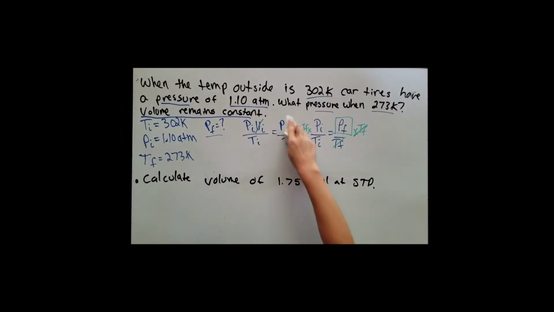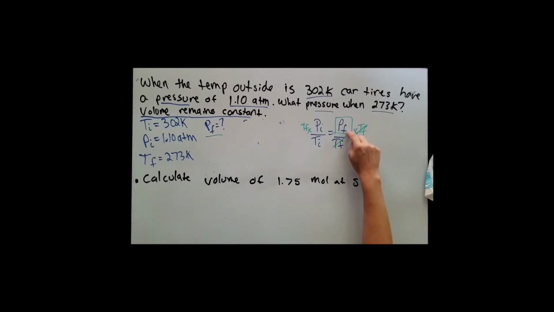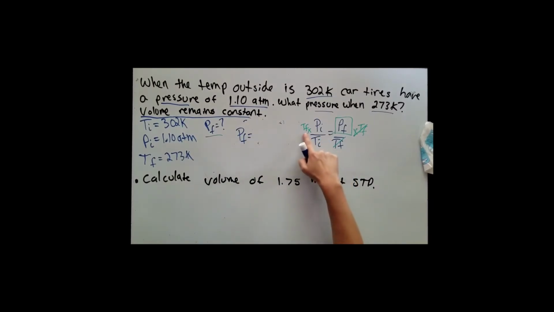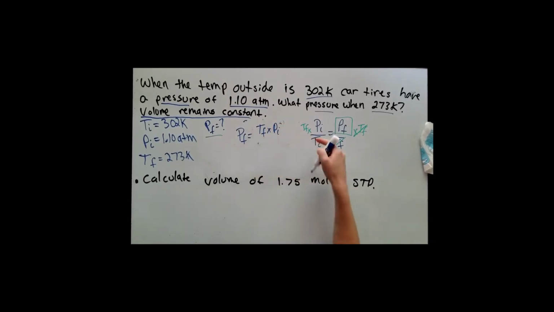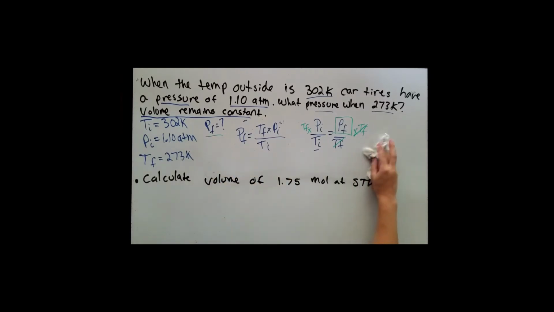Let me erase this so we're not getting those mixed together. So now my newly rearranged equation has PF by itself. And then the other side of the equation will have final temperature multiplied by initial pressure. And all of that will be divided by the initial temp. Once I have my equation rearranged, I can plug in my variables and solve.